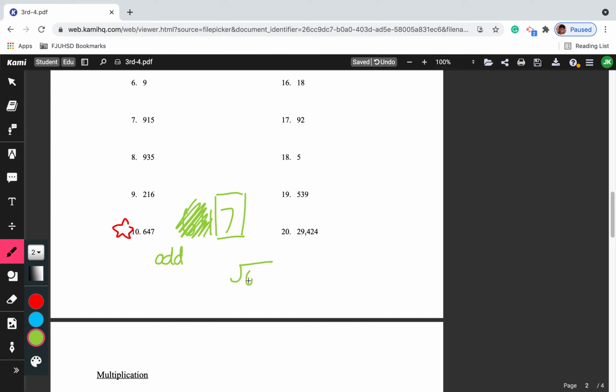Another way you could do this is get 647 and divide it by 2 and then solve that. 2 goes into 6 3 times, 2 goes into 4 2 times, and 2 goes into 7 about 3 times because the closest number is 6, and the remainder is 1. That shows this is odd.